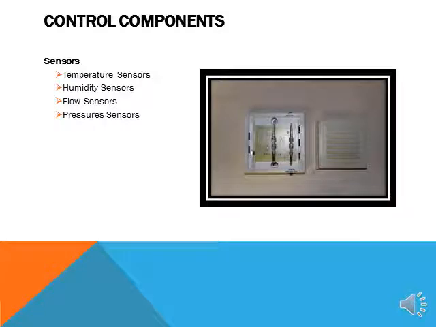Control components. Sensors. We have temperature sensors, humidity sensors, flow sensors, and pressure sensors. As you can see in the picture here, this is an older style sensor that we used to use. Sensors are very important in the feedback aspect of our controlled loops and are located in the streams that are being maintained, whether it's airstream, liquid, or air pressure. Sensors are critical and calibration is of utmost importance.